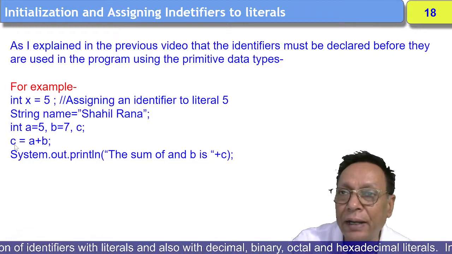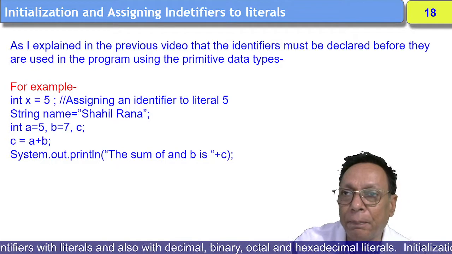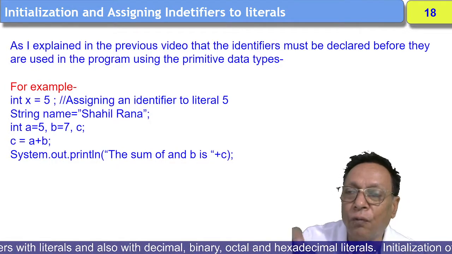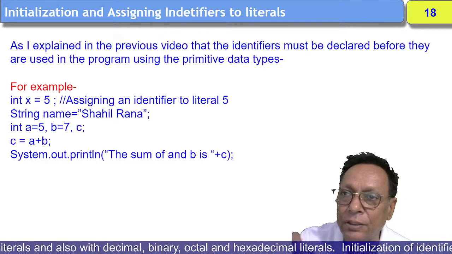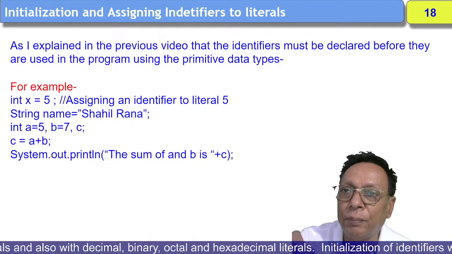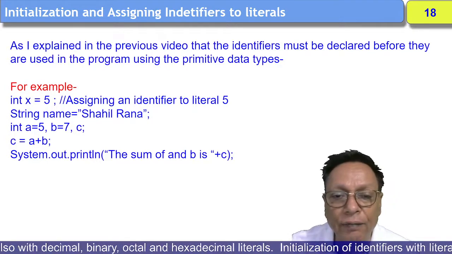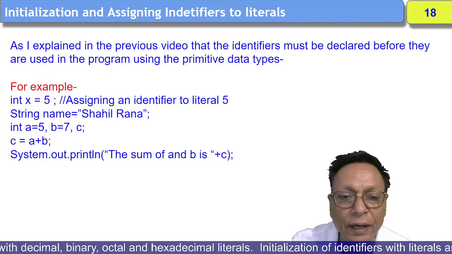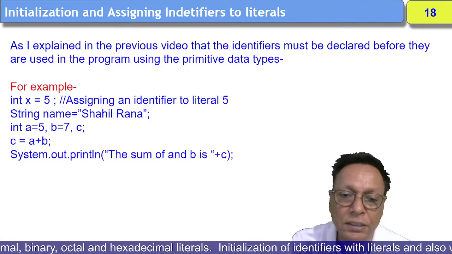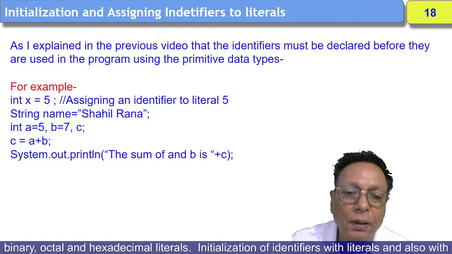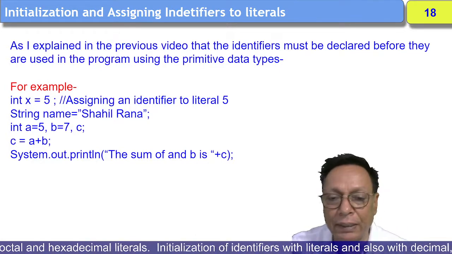What is an identifier? As I have told you, an identifier points to a location in the memory. So whichever literal you are going to store in the memory, the address of that location will be stored in the identifier. That is why every identifier stores the location of particular data in the memory. In the next statement, System.out.println is the printing statement.